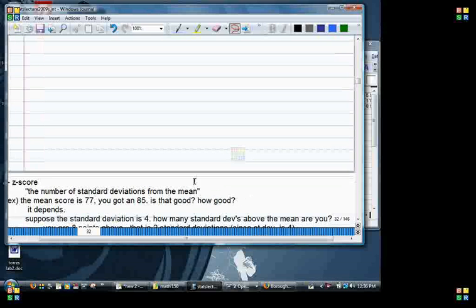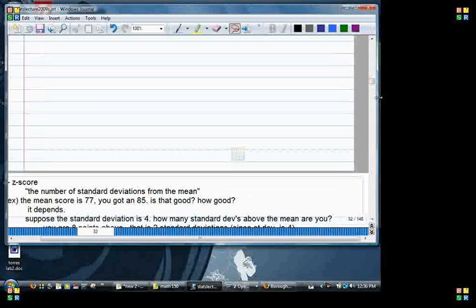Suppose the standard deviation is 4. How many standard deviations above the mean are you? Well, first of all, how far above the mean is your test score? It's 8 above the mean. So how many standard deviations is that if the standard deviation is 4? Right, and why is it 2? Yeah, exactly. There are 2 4s in 8.